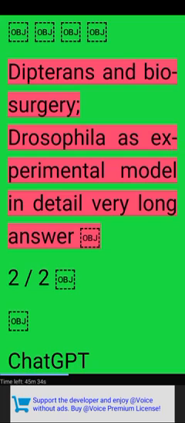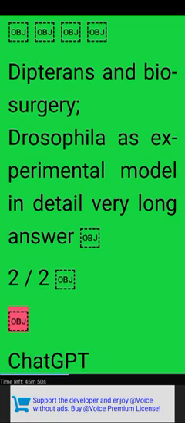Dipterans and biosurgery, Drosophila as experimental model in detail. Very long answer, two halves.